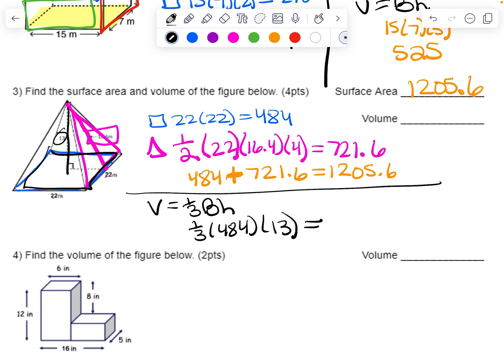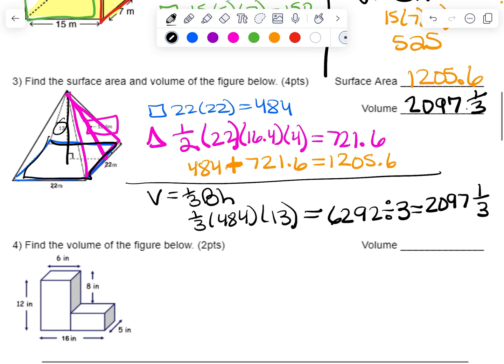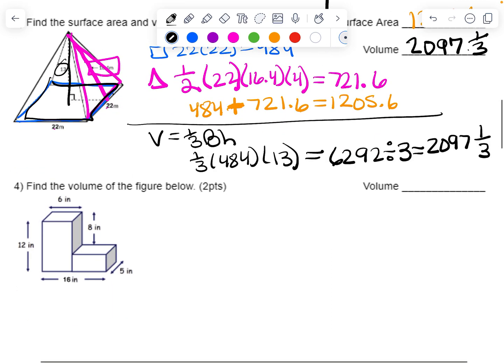The last one is the volume only, not the surface area, just the volume, this composite figure. So I'm going to separate this into two shapes. I'm going to do this all one right here. I'll find the volume of that, and then I'll add the volume of this one over here. So let's do the one on the left first.